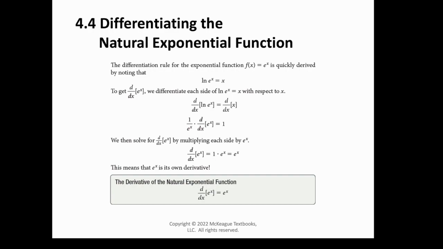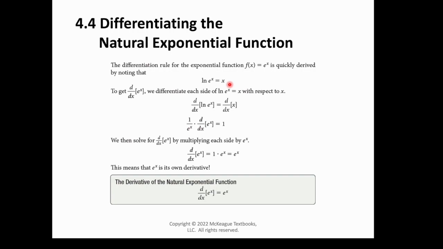Now, the derivative of the natural exponential function is a little bit unusual. So I'm going to walk you through a simple proof so that we can convince you that this is in fact true. We have a true statement here: the natural log of e to the x is equal to x. We reviewed this when we went over the properties of logarithms. So we know this to be true.